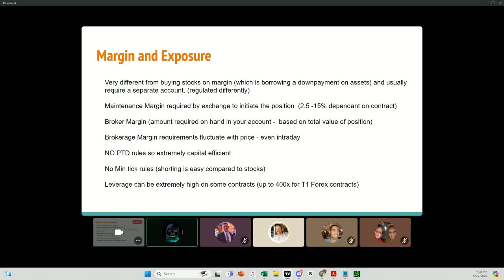There are no minimum tick rules, so shorting is extremely simple. You just either go long or short on a futures contract, and you can flip them around to your heart's content. And I say the leverage can be extremely high on some contracts, on some of the tier 1 forex contracts, i.e., GBP USD or Canadian dollar, US dollar, and stuff like that. They can be up to 400 times.